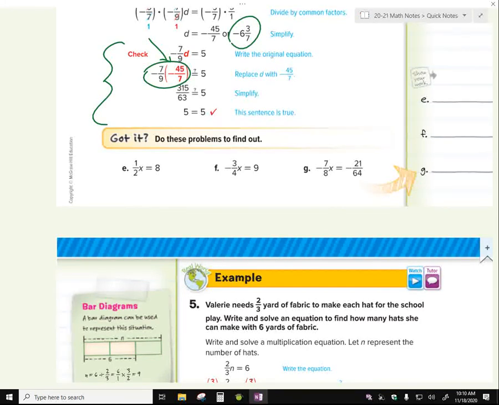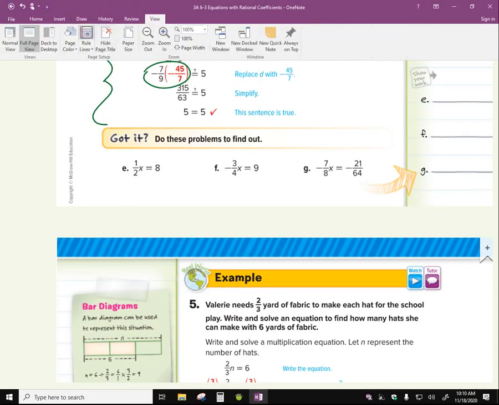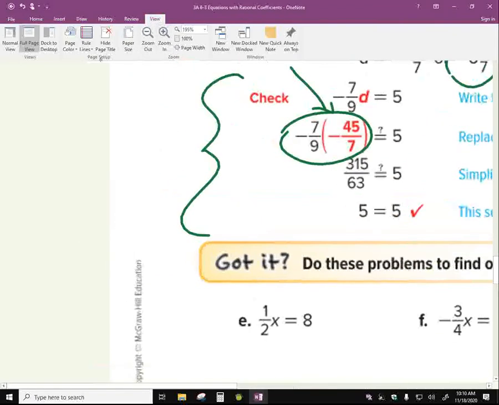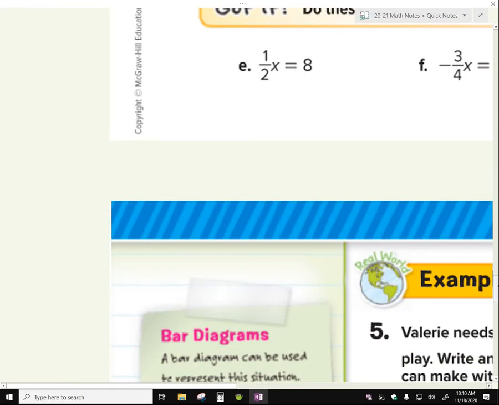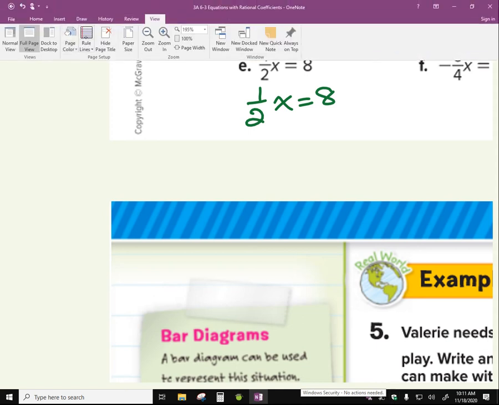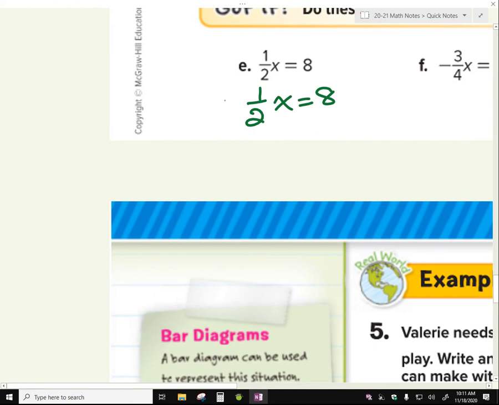All right. So let's do some examples now. I'm going to zoom in, for those watching at home. I'm going to rewrite this first off: 1/2 x equals 8. Now, what is the reciprocal of the coefficient? Yes. 2 over 1. So multiplied by 2 over 1.